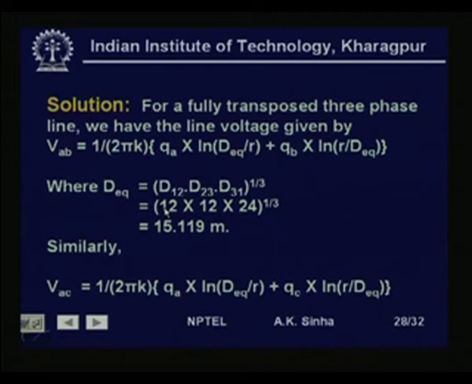Now, substituting these values, we get 12 meters into 12 meters into 24 meters, that is the distance between the conductor A and C. The cube root of this will give us 15.119 meters. Similarly, we can write the relationship for VAC, and VAC will be equal to 1 by twice pi epsilon into QA into ln DEQ by R plus QC into ln R by DEQ.